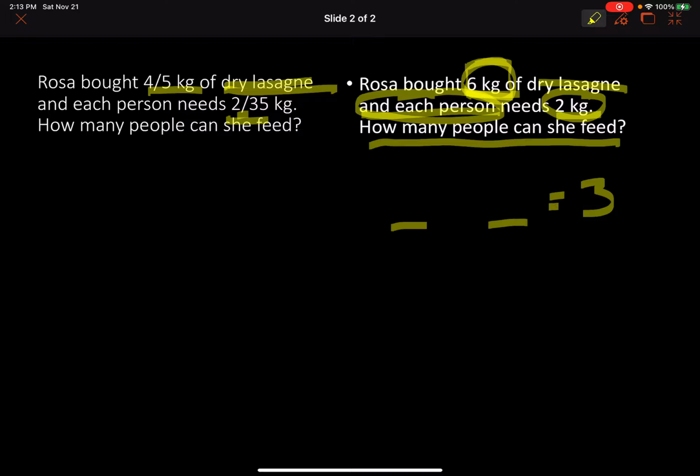So what was the equation? So the equation is 6 kilograms divided by 2 kilograms, right? And she's going to feed 3 people.